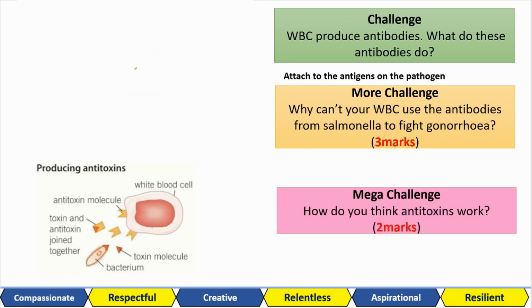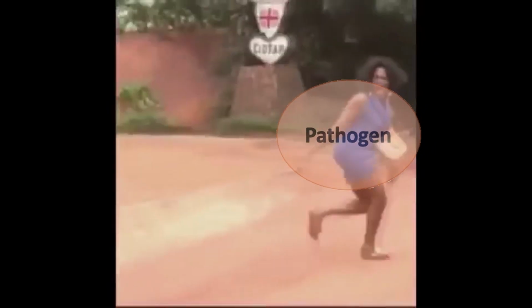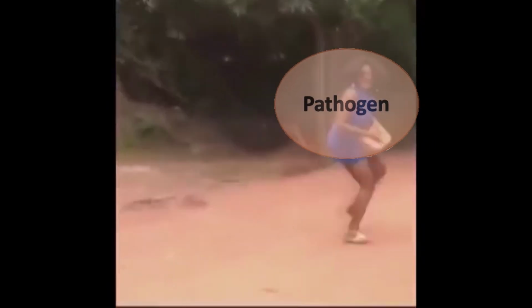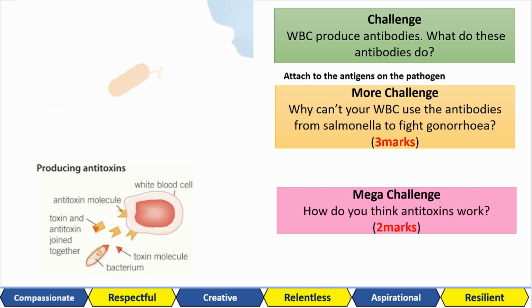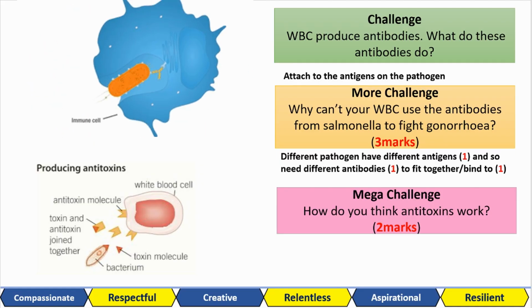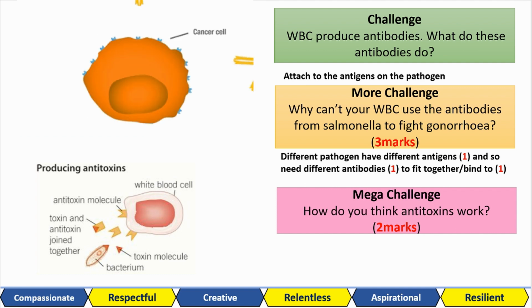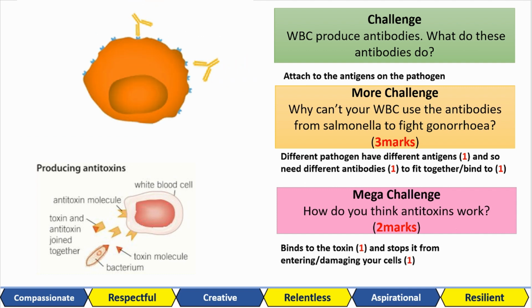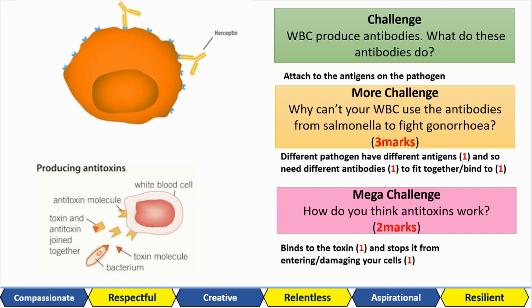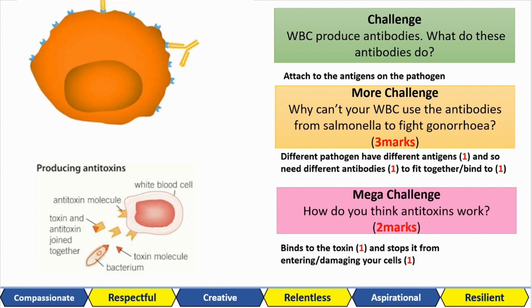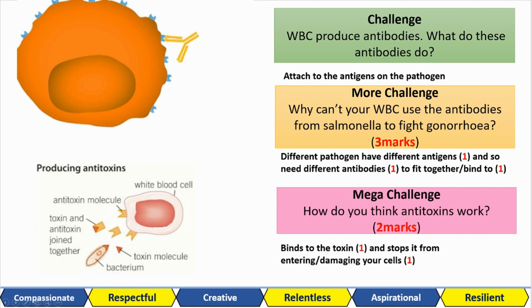Antibodies bind to the antigens on pathogens. Why are you running? Different pathogens have different antigens, so they need different antibodies to bind to. Antitoxins bind to toxins and stop them from entering your cell.